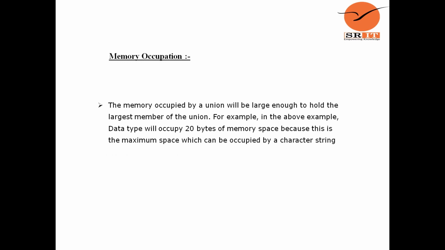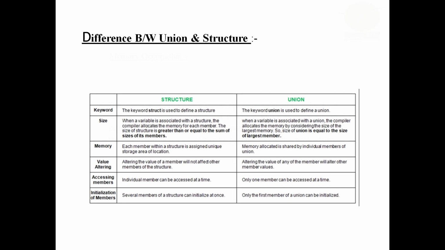Memory occupation. The memory occupied by a union will be large enough to hold the largest member of the union. For example, in the above example, the data type will occupy 20 bytes of memory space because this is the maximum space which can be occupied by a character string.